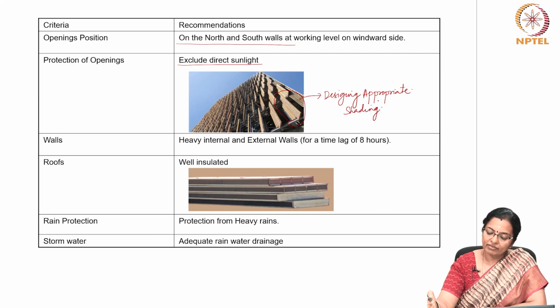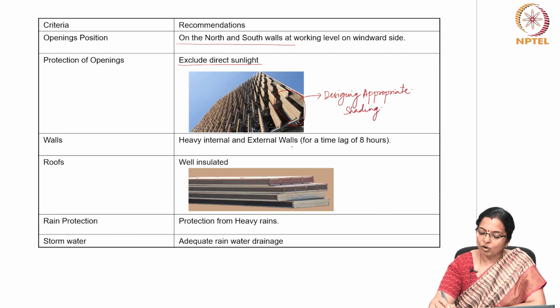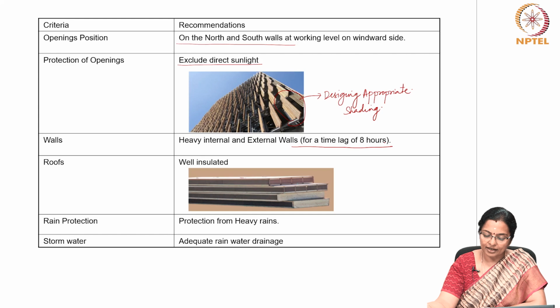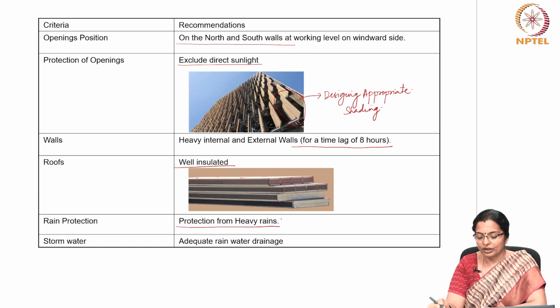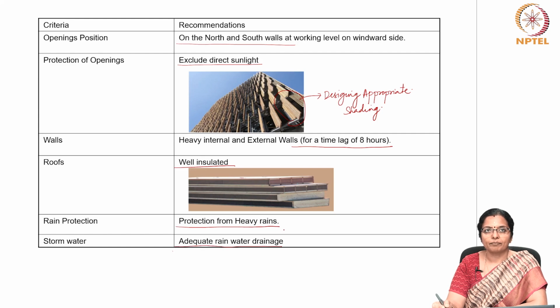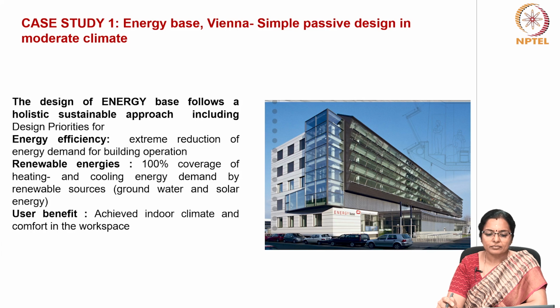Then use heavy internal and external walls with a time lag of 8 hours. Roofs must be well insulated. Rain protection may be needed for heavy rains which occur only once in a way, and also adequate rainwater drainage must be given. Let us have a look at a case study now.